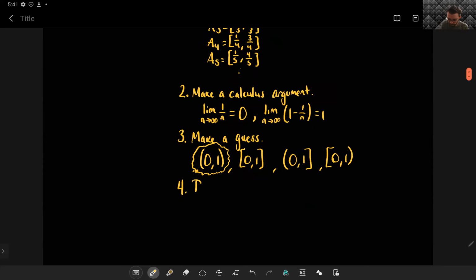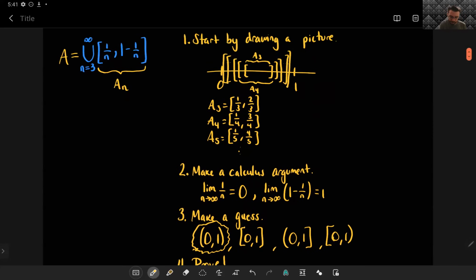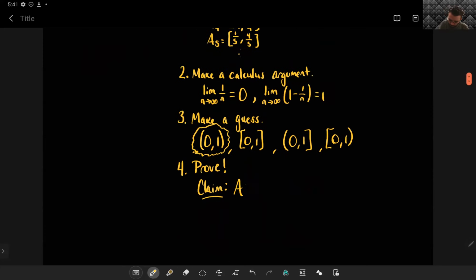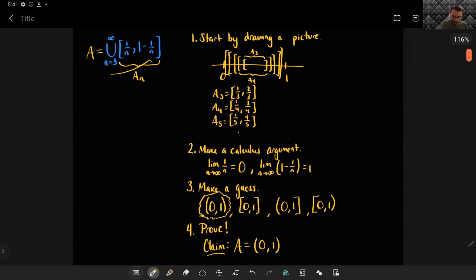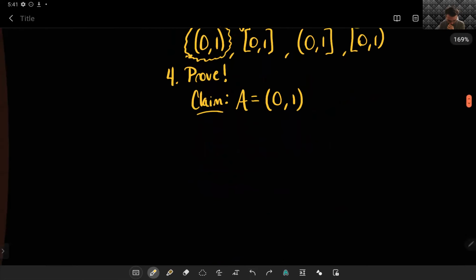Okay, the last step is going to be prove it. Okay, so here's my claim. My claim is that my set A, remember, I'm just calling the union of everything capital A, is the open interval from 0 to 1. And that would definitely be the smallest number of sets I can use to describe it, right? We started with infinitely many here, and I was able to reduce to just one. So let's prove this thing. And maybe I'll keep a reminder here of what A is, so I don't have to keep scrolling back up.